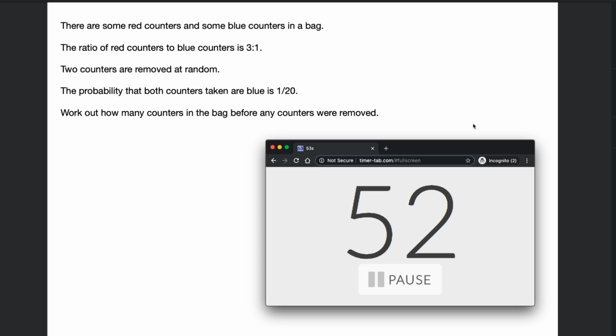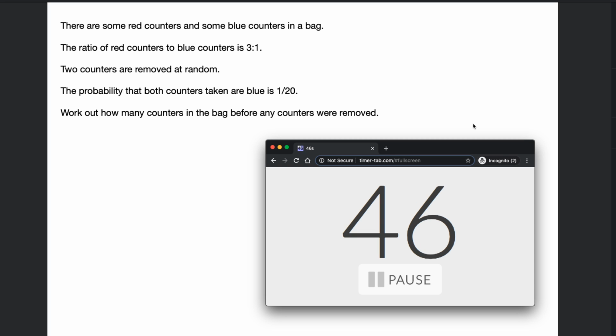So think about how you'd represent the total, think about how you'd represent the probability for blue and red, and then try to come up with an equation.